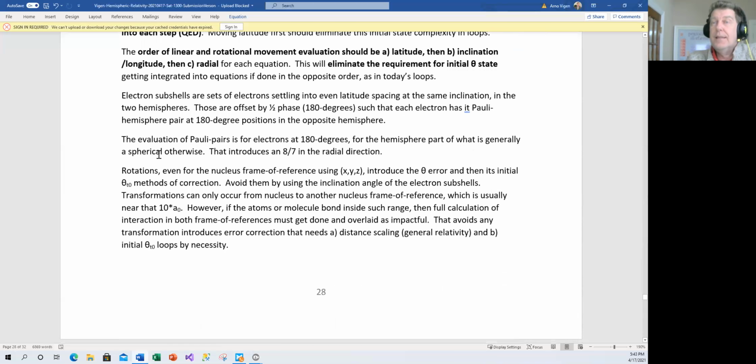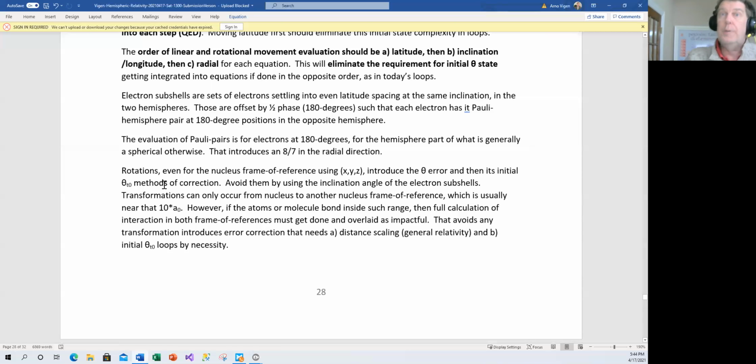And because it's missing the nucleostatic, you get 2 cubed times 2 cubed minus 1 cubed. And so that becomes 8/7, which becomes your electron position in a Pauli pair, which means everything except for a hydrogen atom, is the average distance. And rotations introduce these theta errors in the initial methods.